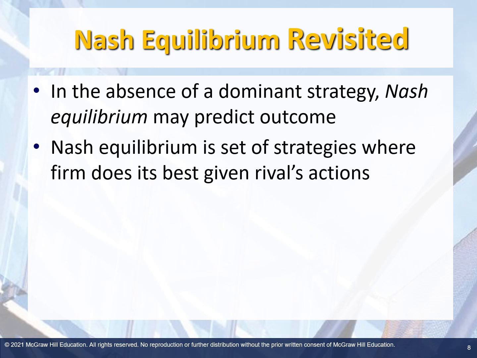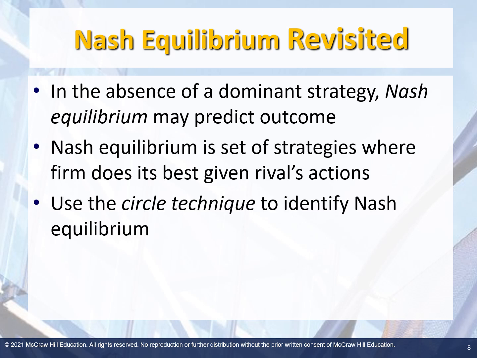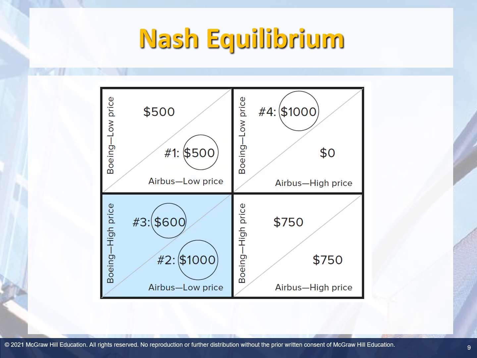Now, when we don't have dominant strategies, we use Nash equilibrium to predict outcomes. A Nash equilibrium is a set of strategies where each player is doing the best they can given what the other players are doing. Here's the circle technique for finding Nash equilibria. For each cell, circle the best response for each player. A Nash equilibrium occurs where both players' best responses are circled in the same cell. You can see that here in this illustration.